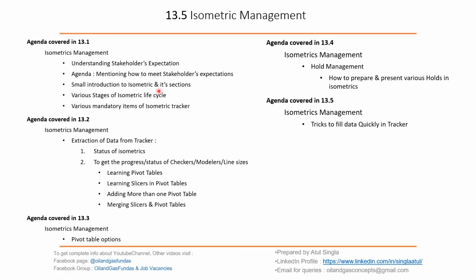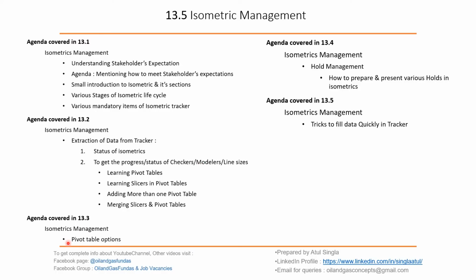Then we discussed the isometric life cycle, then the mandatory items which have to be there in the isometric tracker. Then how to extract data from the tracker using pivot table slicers, more than one pivot table in the same page, then merging all these slicers and pivot tables to get the progress and status of individual sheets associated with checker, modeler and other things.